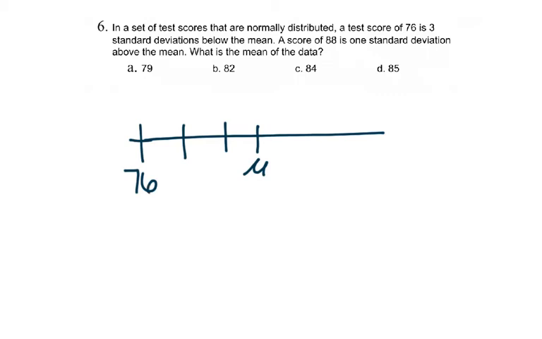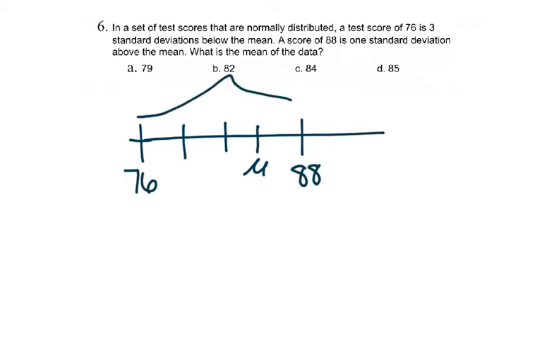Alright, so let's look at this one. In a set of test scores that are normally distributed, a test score of 76 is 3 standard deviations below the mean. So right here is mu, that's my mean. 1, 2, 3. 3 below, I would find 76. A score of 88 is 1 standard deviation above the mean. And I'm trying to figure out what the mean is.